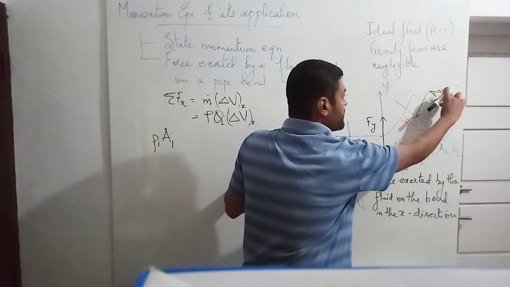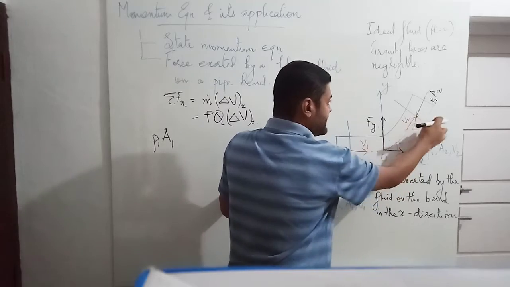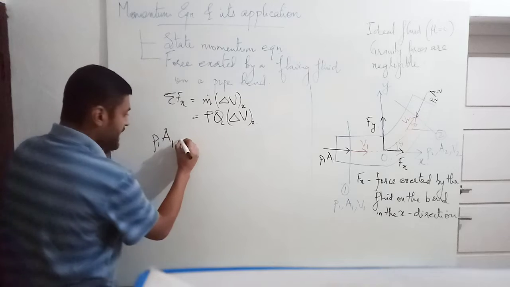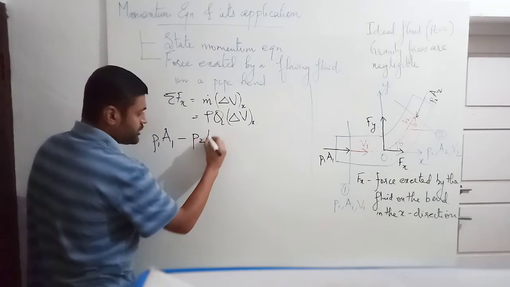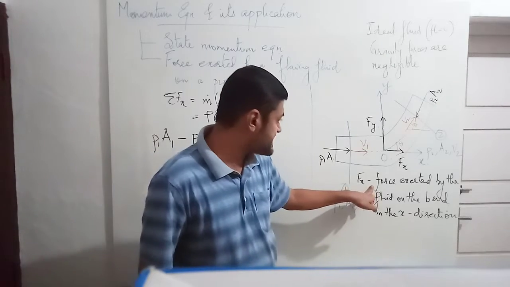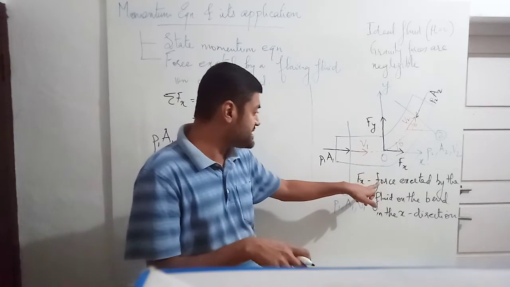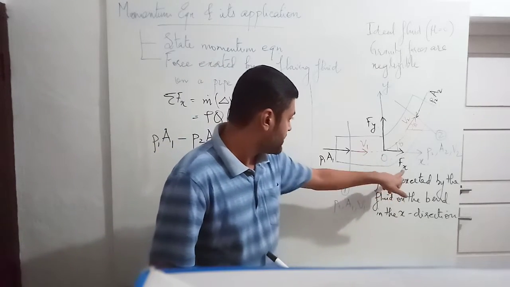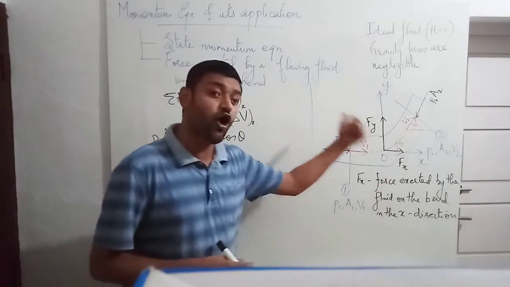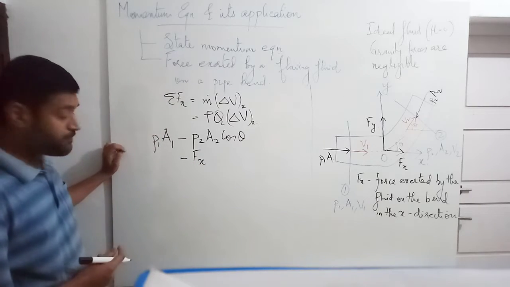So the horizontal component of this pressure force P2 A2 will be P2 A2 cos theta, and it will be acting towards the negative x-axis. Therefore, I will be taking a minus sign: minus P2 A2 times cos theta. Now as per definition, Fx is the force exerted by the fluid on the bed. So using Newton's third law of motion, minus Fx is the force exerted by the bed on the fluid.